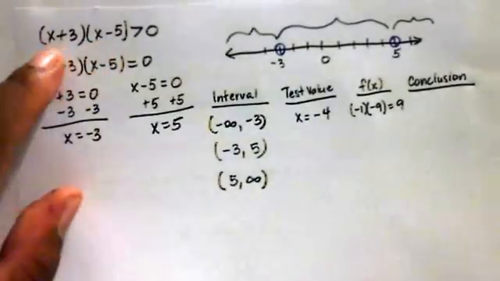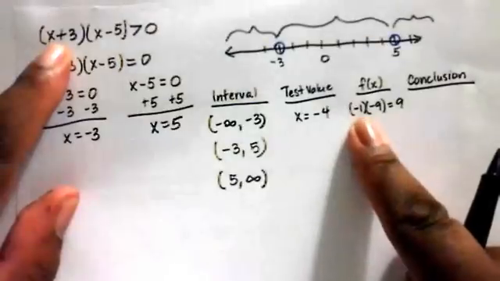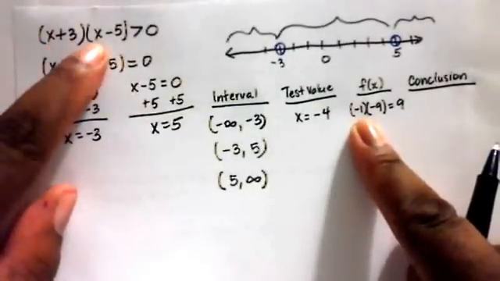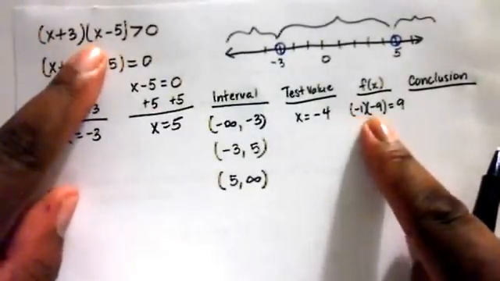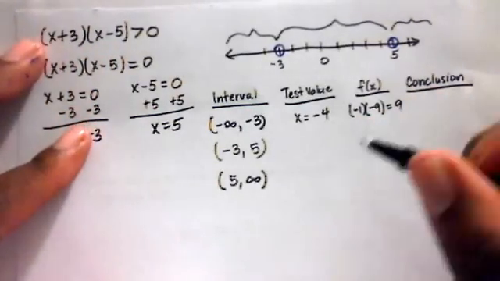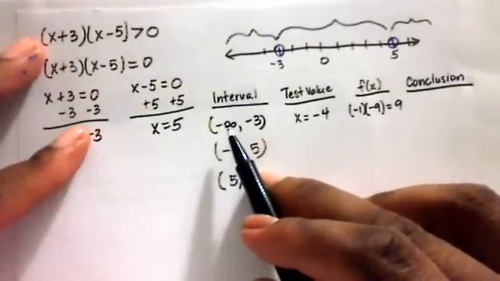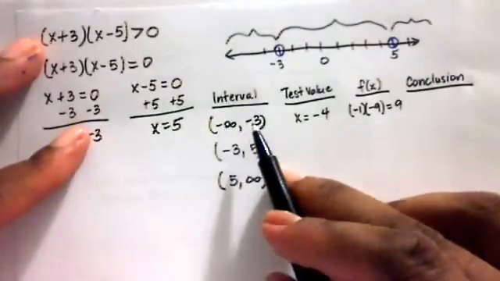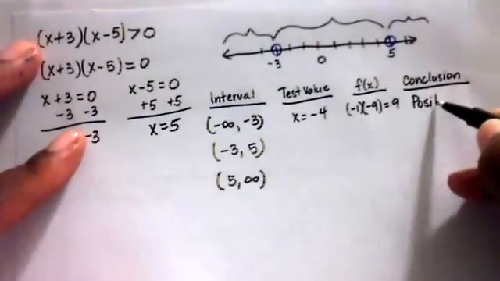Keep in mind I'm replacing the x with negative 4. So negative 4 plus 3 is that negative 1. And then negative 4 minus 5, which is negative 9. So negative 1 times negative 9 is positive 9. And it is a positive 9, so that means for this interval, all the f of x values within that interval from negative infinity to negative 3 are positive.